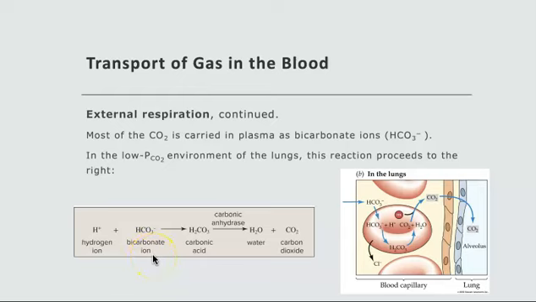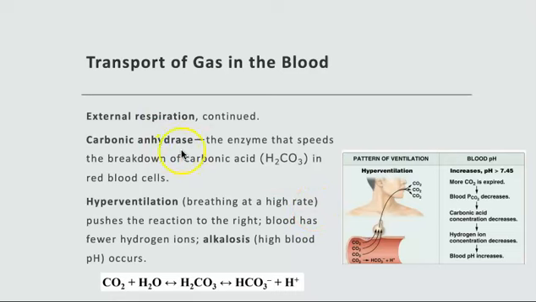So in the low partial pressure of carbon dioxide environment of our lungs, this reaction tends to proceed to the right side, and we get carbon dioxide as a result. So just to know about that carbonic anhydrase enzyme, it's going to speed up the breakdown of our carbonic acid in our red blood cells.